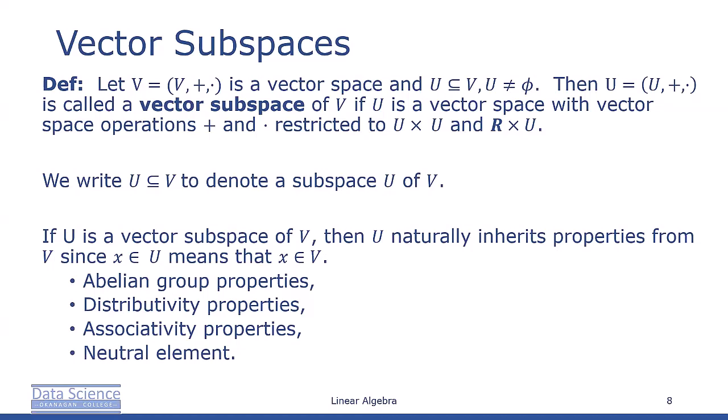Intuitively, vector subspaces are sets contained in the original vector space with the property that when we perform vector space operations on elements within this subspace, we will never leave it. In this sense, they're closed. Vector subspaces are a key idea in machine learning. For example, we use vector subspaces for dimensionality reduction.